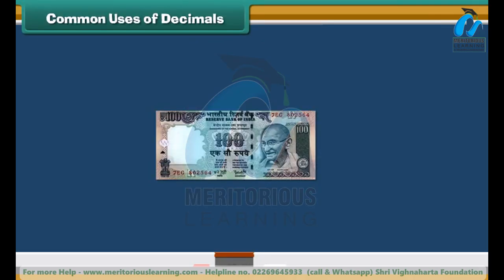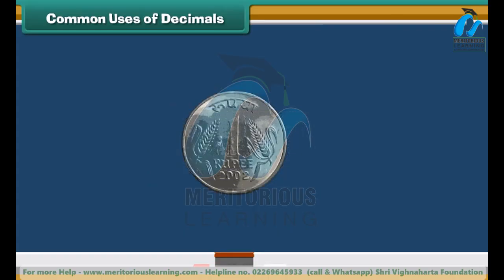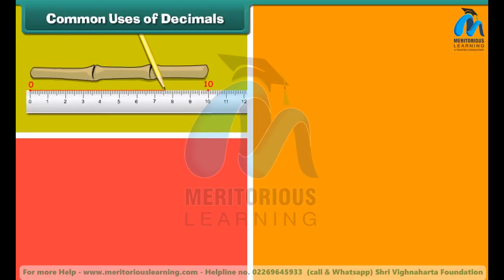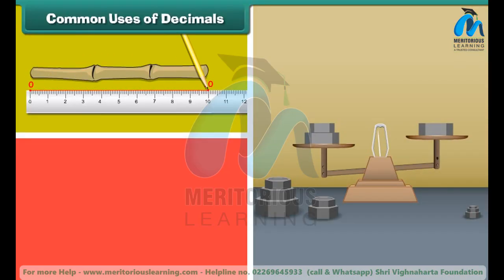Do you know 1 rupee is just 1/100th of 100 rupee? Isn't it interesting? We can also use decimals for measurement, weight, and temperature. Therefore, decimals are really very important.